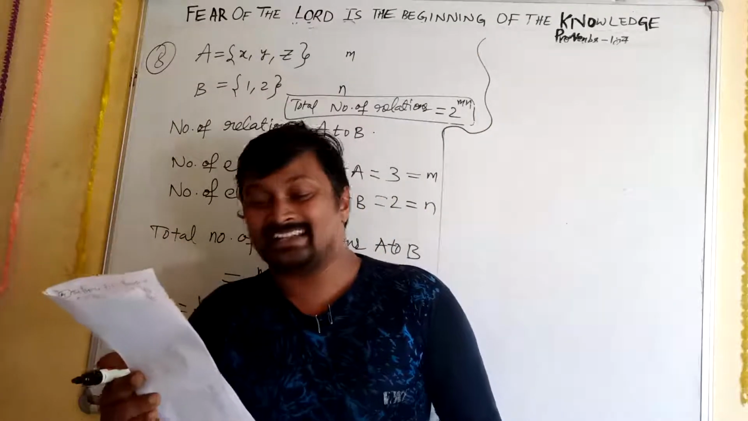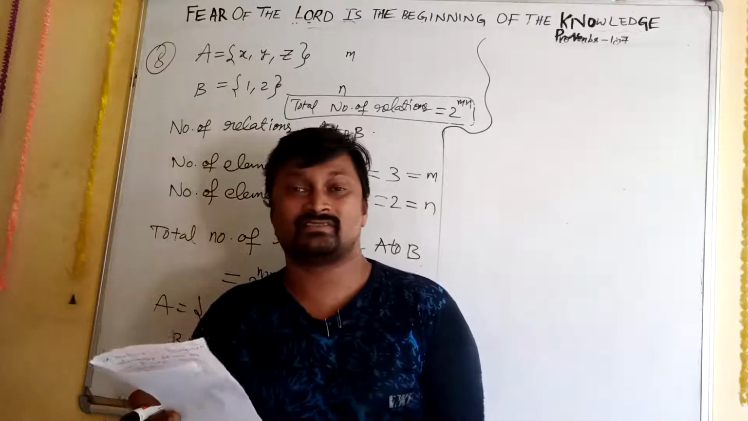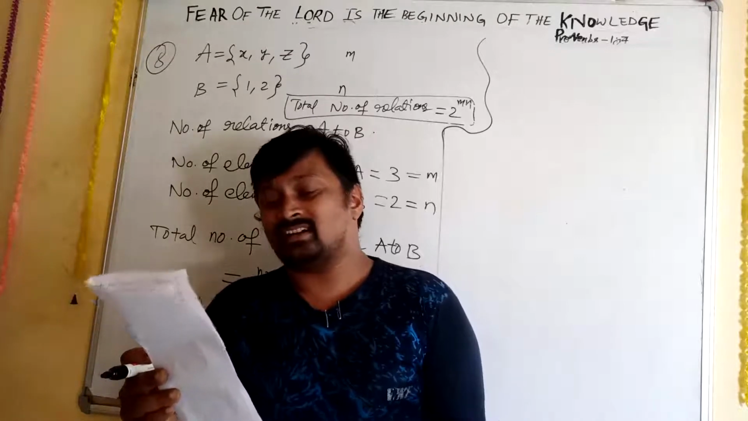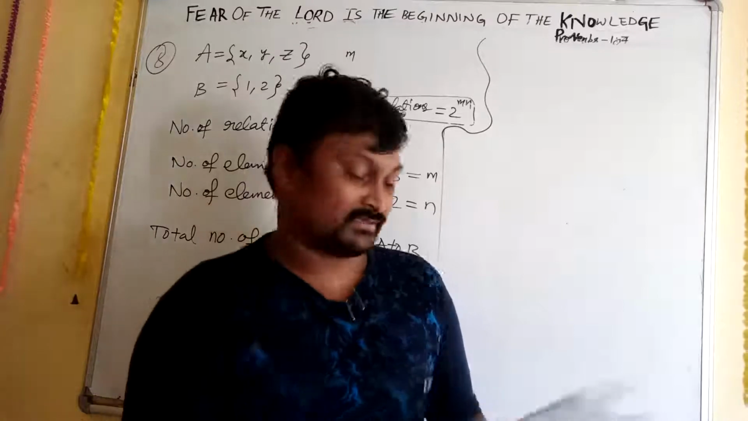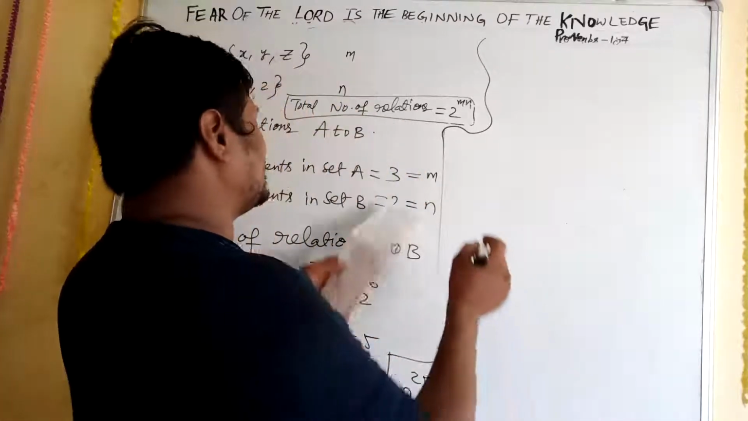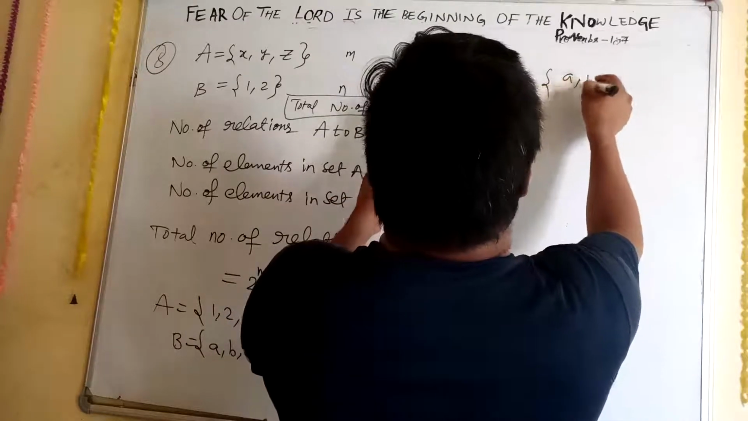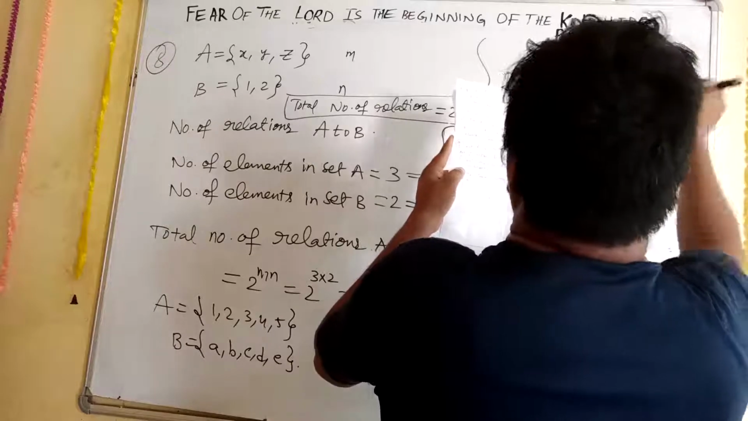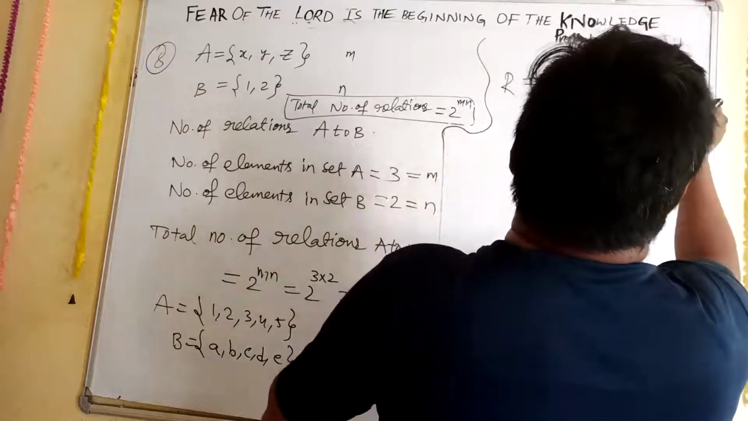Let R be the relation on Z. Z is nothing but the set of integers, we can say Z also. So let R be the relation on Z defined by R equal to {(a, b) such that a, b belong to Z and a minus b is an integer}.